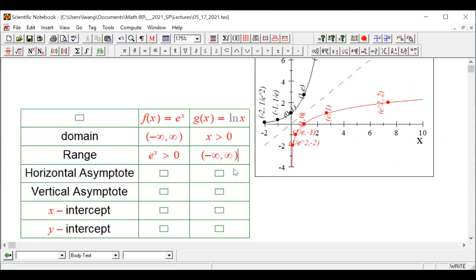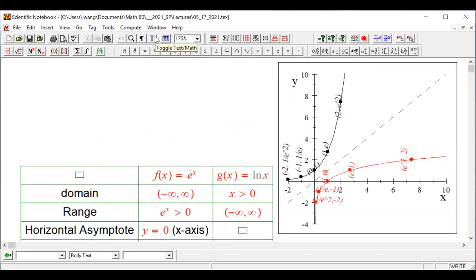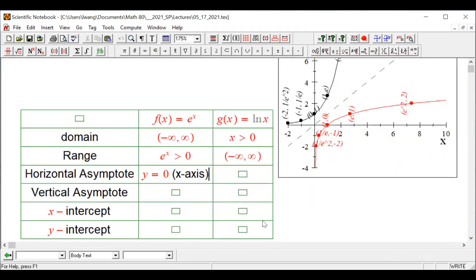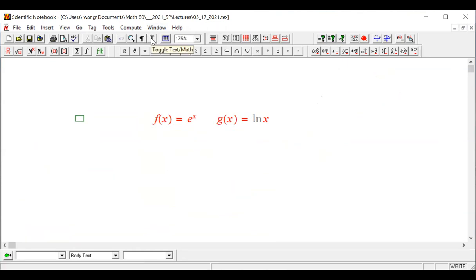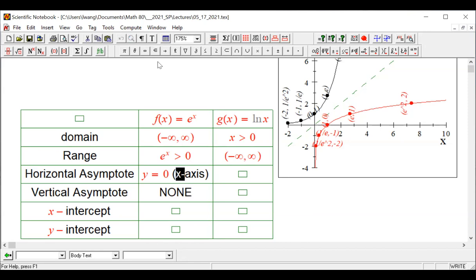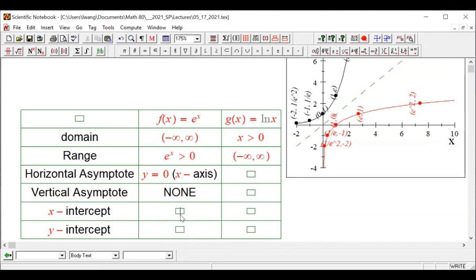The horizontal asymptote for e to the power x, which is the black curve, is still y equals 0, which is still the x-axis. The vertical asymptote, none. It doesn't exist. Now x-intercept, none. It never touches the x-axis. The y-intercept, however, is going to be (0, 1).